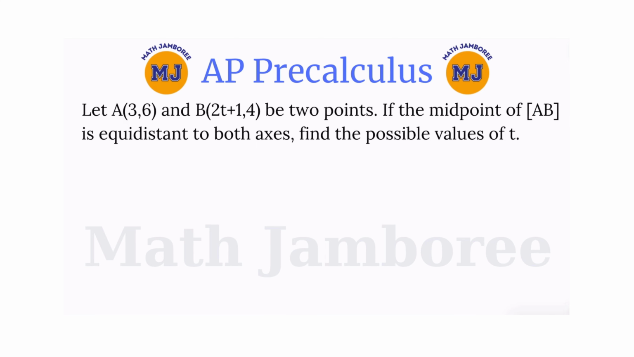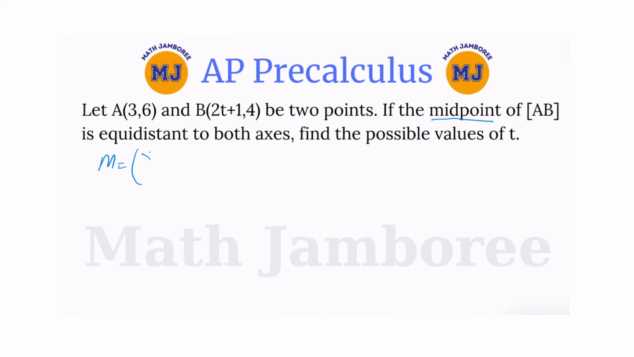Anyway, let A be (3, 6) and B be (2t + 1, 4) be two points. If the midpoint of AB is equidistant to both axes, find the possible values of t. So we're talking about a midpoint in here. In that case, we will need to write the midpoint formula.